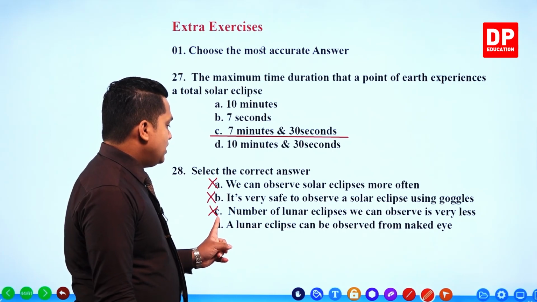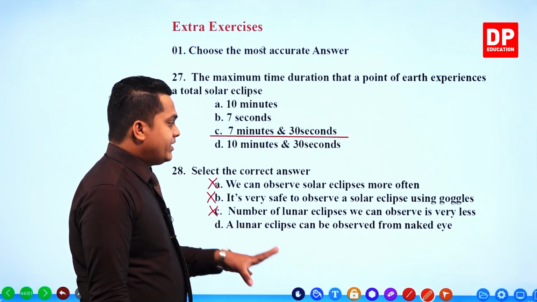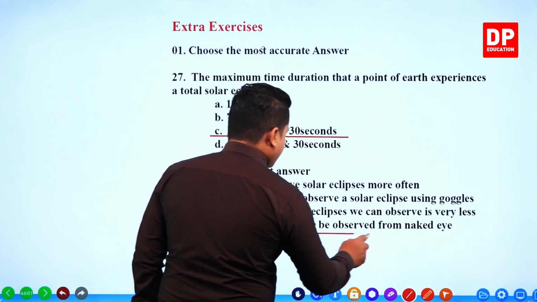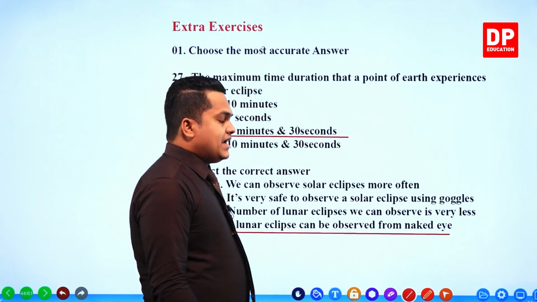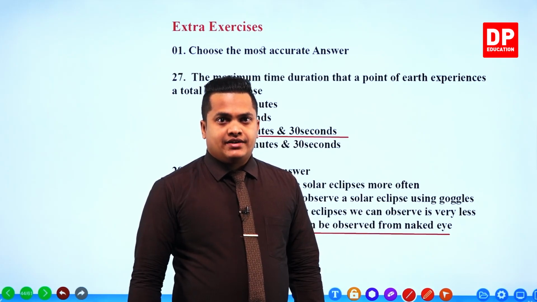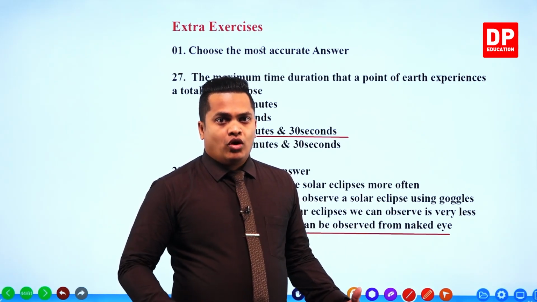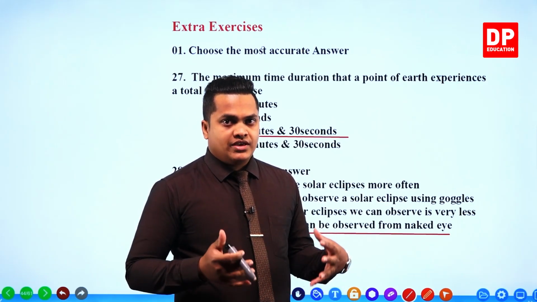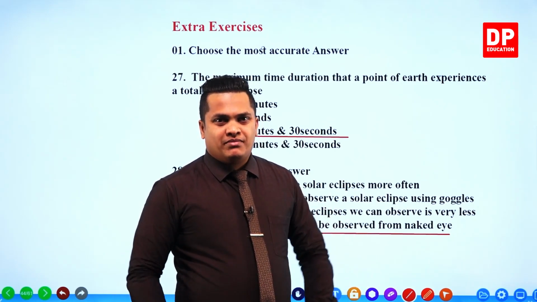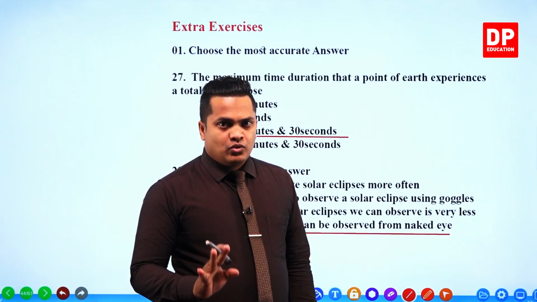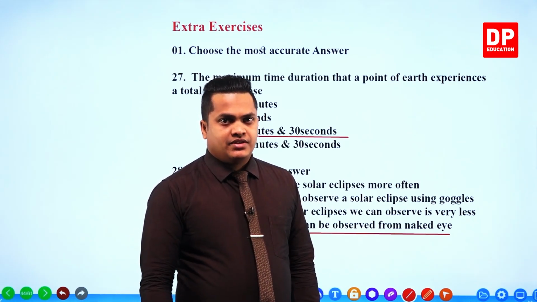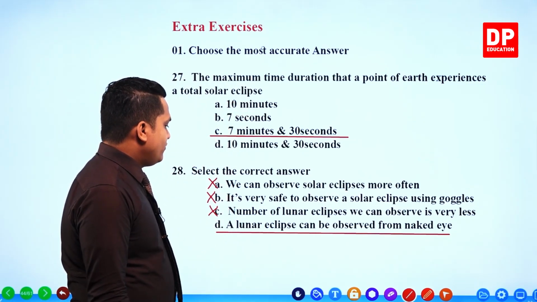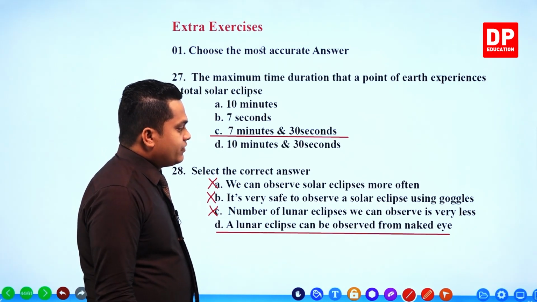Then the fourth one, lunar eclipse can be observed from naked eye. Absolutely, it is correct. There is no problem in observing a lunar eclipse from naked eye. Because a lunar eclipse is going to occur during the night time and also on a full moon day, so here we are looking at the moon. So the correct answer for question 28 would be: lunar eclipse can be observed from naked eye.